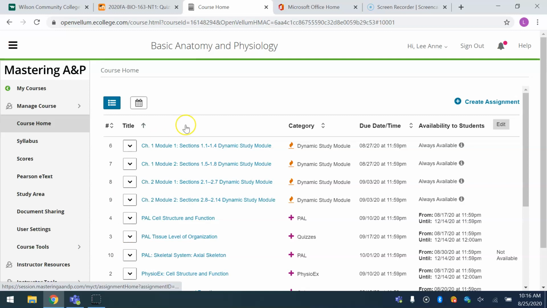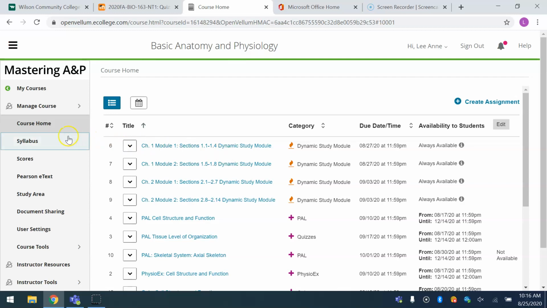So if you look here up at the top, these dynamic study modules are basically the textbook, but what they've done is they give you a pretest. So they only give you information on the topics that you don't know. So you kind of skip through information that you already are familiar with or that you already know.